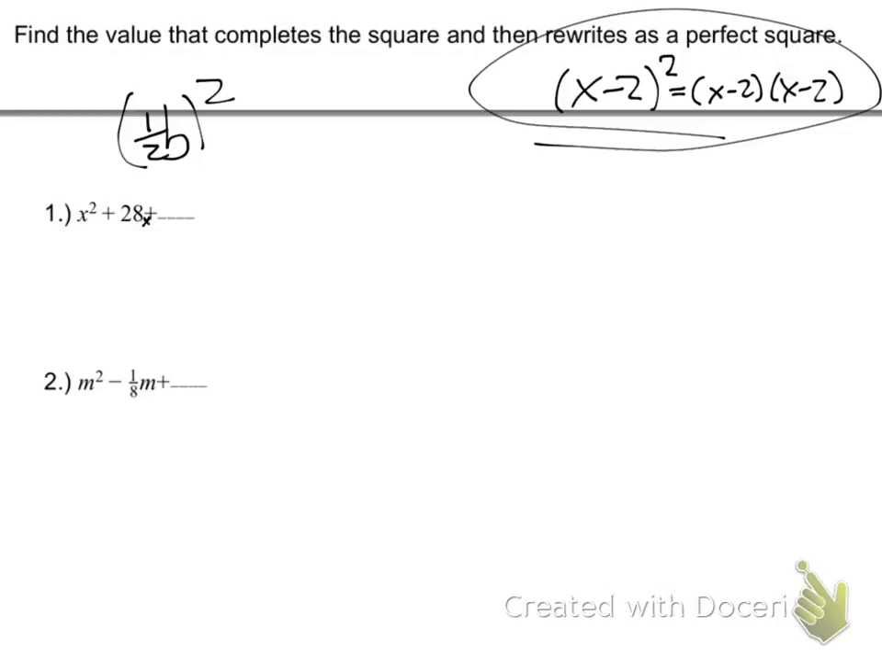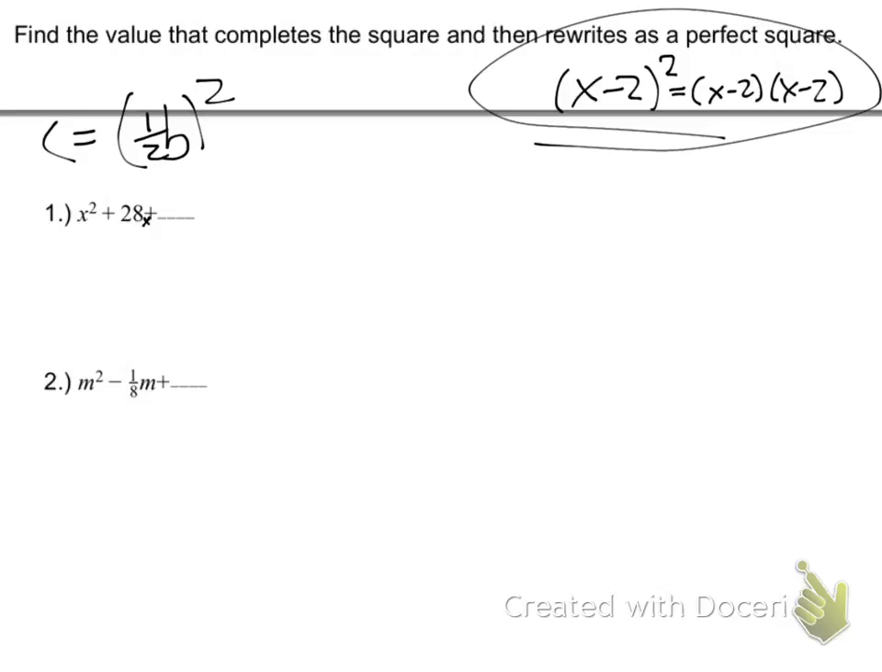Half of b squared. In this problem, what's a? No, it's not x squared. It's 1. It's the coefficient. What's b? 28. What's c? We don't have one yet. We've got to create one. And so we are going to create one that says, hey, that c value is going to be 1/2 of b, squared.